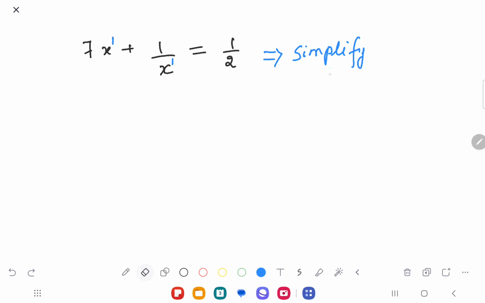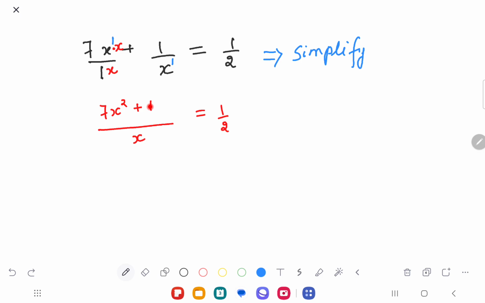You understand? So first of all, let's check the nature. The denominator of 7x is 1. So how do you think I should multiply? I will multiply with x on both the sides to make the LCM x, 1 times x. And when the denominator is x, that shall become 7x square plus 1, and that shall be 1 over 2. Are you understanding my point?